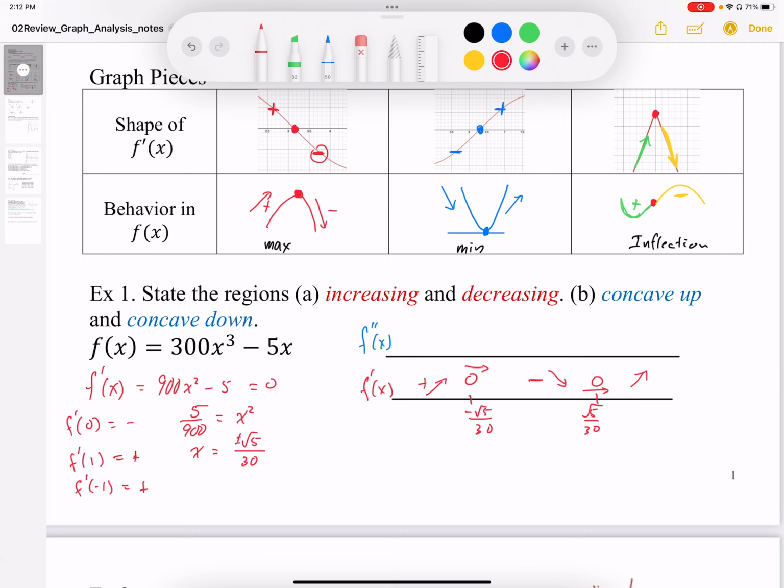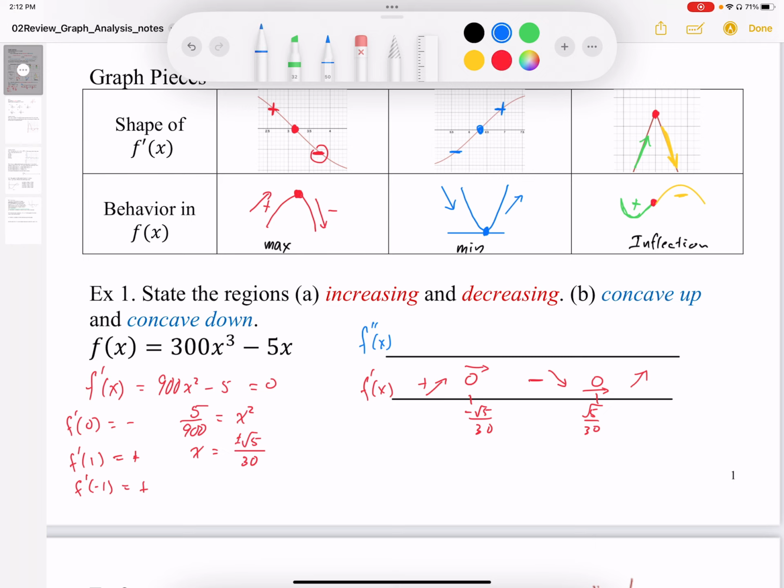So we can see based on the graph that we have a max at negative root 5 over 30, a min at root 5 over 30. And we can see our increasing and decreasing regions. We can write this as inequalities as well.